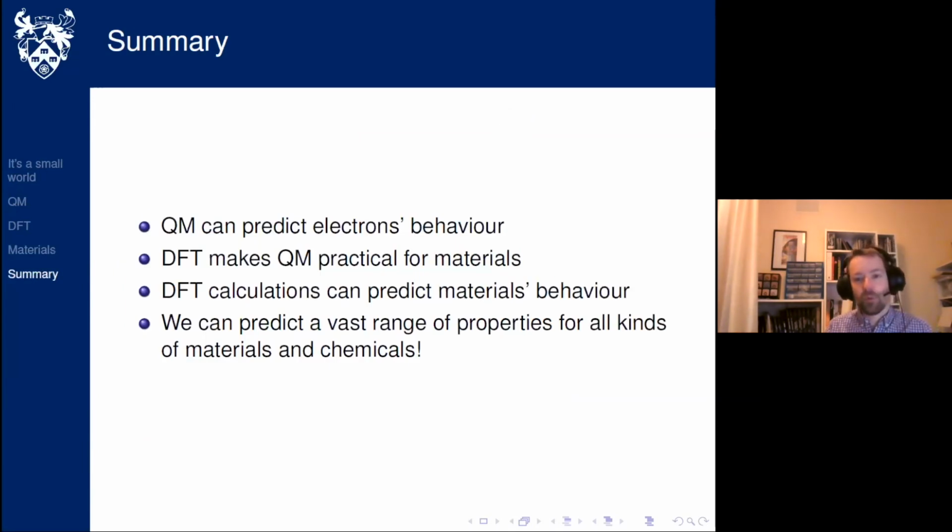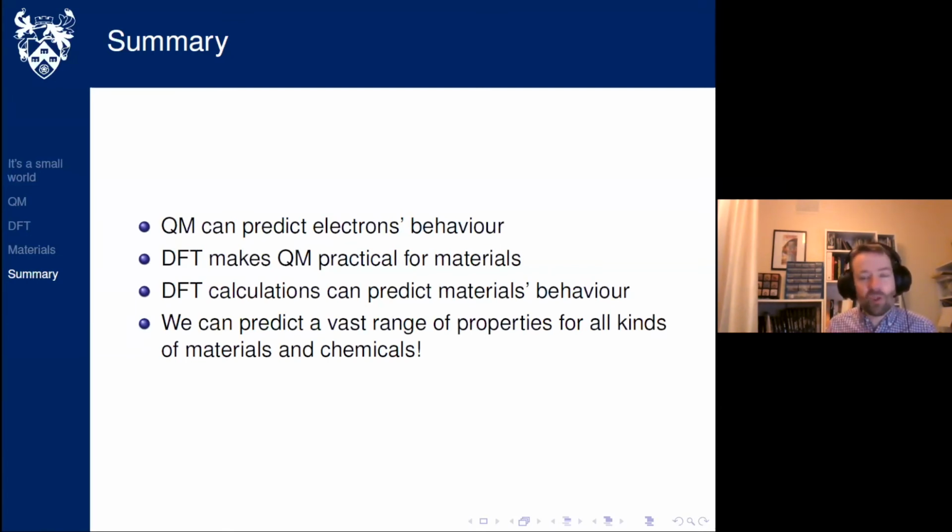Well, that's pretty much all we have time to go into today. So just in summary, I hope I've shown you that with quantum mechanics, we genuinely can predict the behavior of electrons. In particular, using density functional theory, we can make very practical calculations for real materials, in fact, real chemicals, and very similar ideas apply in gases and fluids. And we can put these together to predict the behavior of real materials in real situations for genuine technological applications.